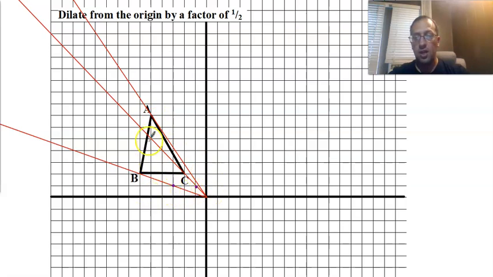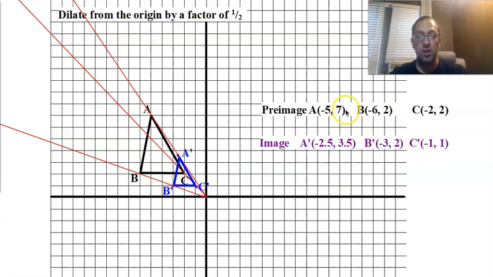A was at -5, 7, so half of that distance from my center would be 2.5 and 3.5, which puts it about right there-ish. All right, so there we go, A prime, B prime, C prime. Half as far from the center and half the size. This one was 4 units long. Now you see B prime, C prime is only 2 units long. It is half the length of the pre-image.